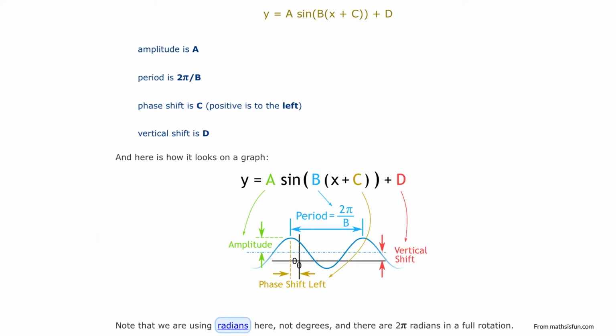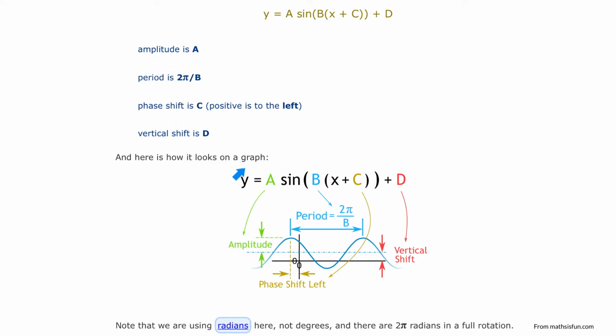Exercise 11b. I included this: y equals a times sine of (b(x plus c)) plus d. The amplitude is a, the period is 2 pi on b, or for our case 360 degrees on b. The phase shift is c, that's the movement left or right, and here it's got plus c, so positive is to the left, okay? And d is the vertical shift.